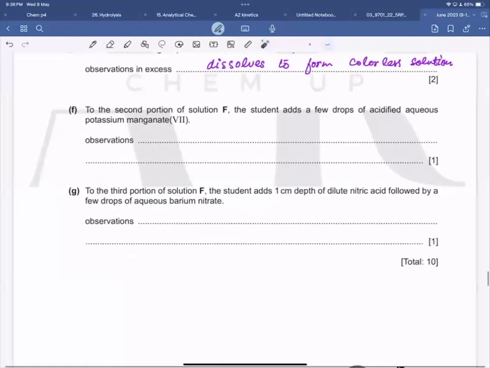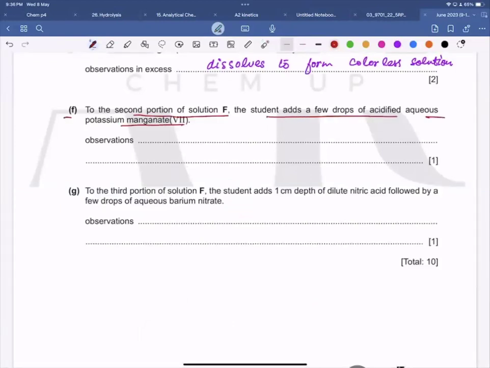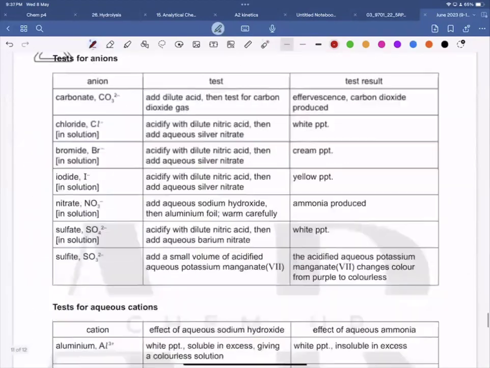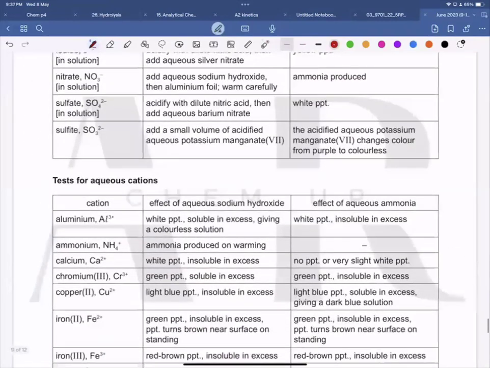Now, F part. To a second portion of solution F, the student adds a few drops of acidified aqueous potassium manganate. Okay, so observation. It's a sulfite over here, SO3 2 negative, which can be oxidized to sulfate. And potassium manganate decolorizes. And if you will see this over here, for sulfite, right?